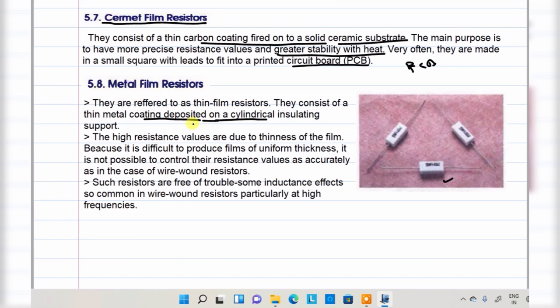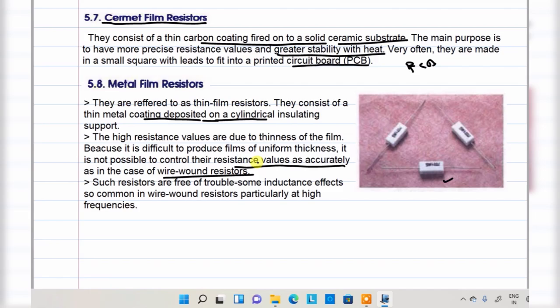The high resistance values are due to the thickness of the film, because it is difficult to produce films of uniform thickness. What is the main problem here? In the case of a wire wound resistor, based on the winding, you can decide the resistance value. But a thin film resistor is difficult because different films are inserted, so it is difficult to get a uniform thickness of all the films placed in the particular resistor. That's why it is not possible to control the resistance values accurately.